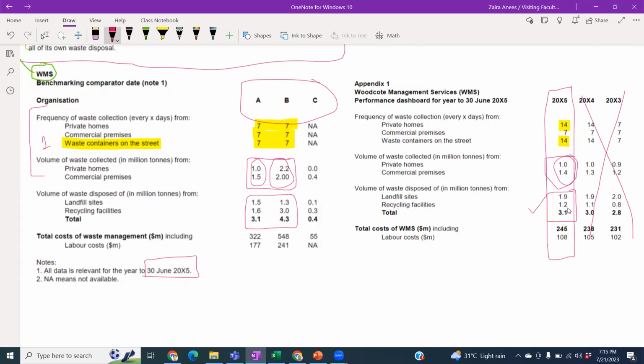In what terms? See, waste collection is okay. Waste collection of ours and our similar competitor is the same. But where is the problem? Recycling. Exactly. The other entity similar to us is recycling 1.6 out of 3.1. We are recycling just 1.2. And since we are recycling only 1.2, that means more waste is going to the landfill site, which is not the case there.